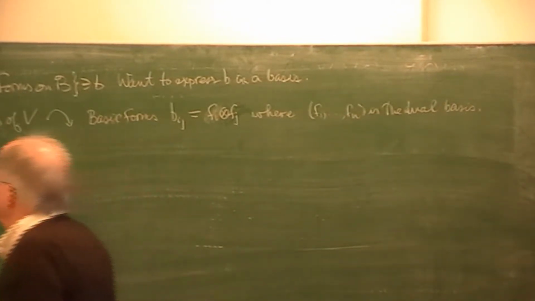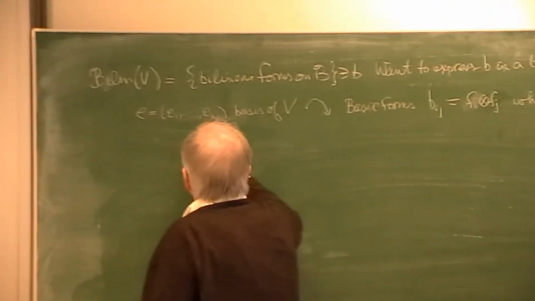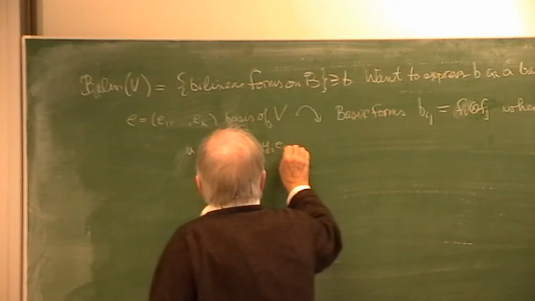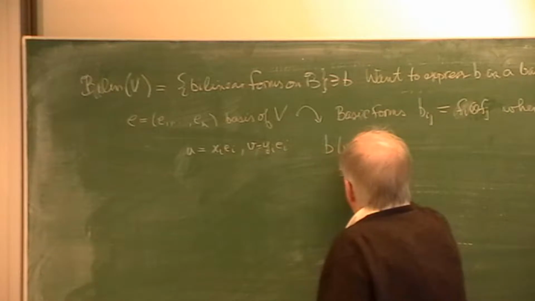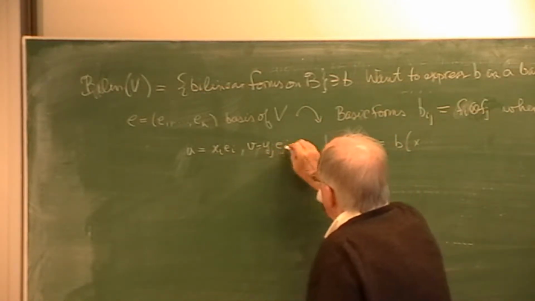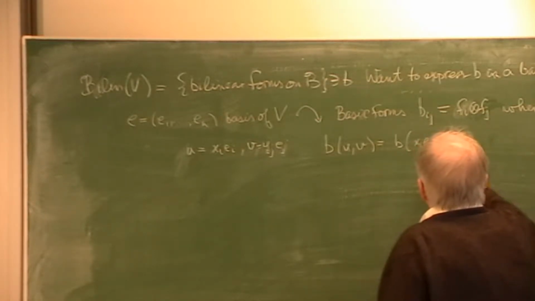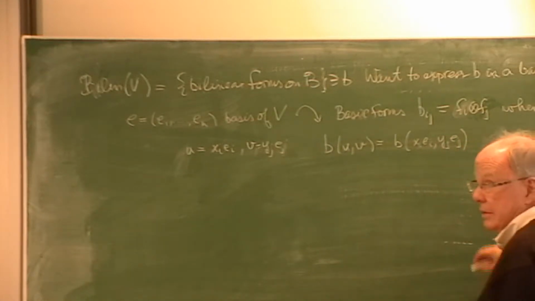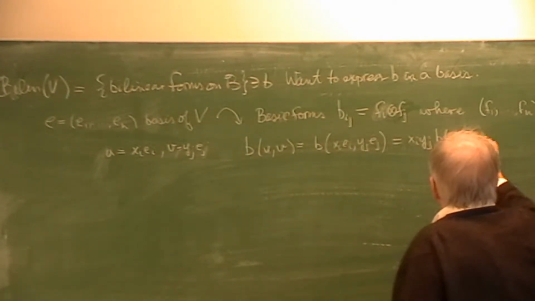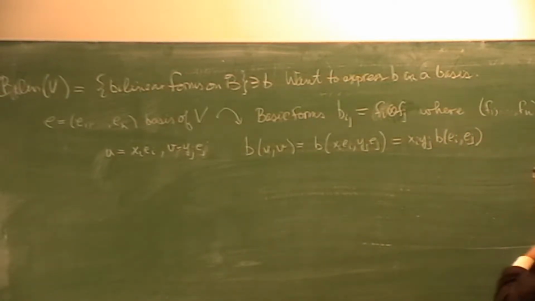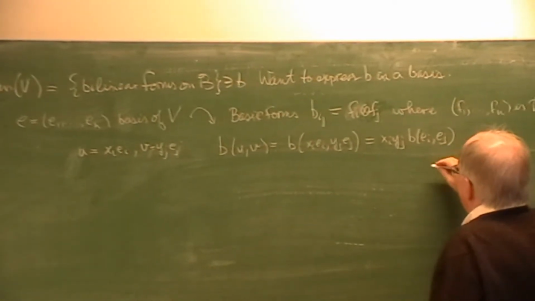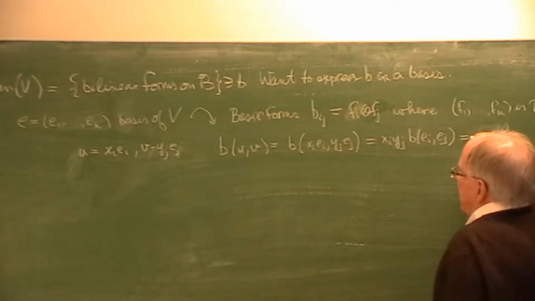What it means is, if you have a vector U, which is X_i E_i, and V, which is Y_i E_i in this basis, then B of U, V is B of the sum X_i E_i, Y_j E_j, and it's bilinear. So it's X_i Y_j times B of E_i, E_j.